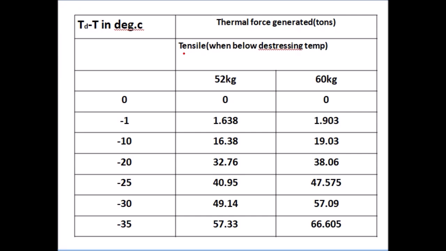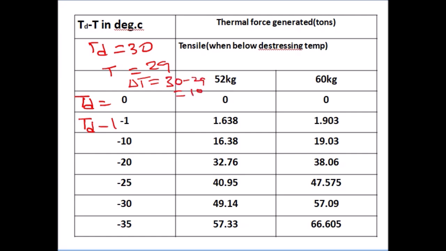See, this is TD minus T. It means what? TD, 0, 0, 0. Now this is TD minus 1, means what? Let us say TD is equal to 30 and at site you have seen temperature is 29. Now delta T is how much? 30 minus 29, which is equal to 1 degree. Temperature is falling below TD.